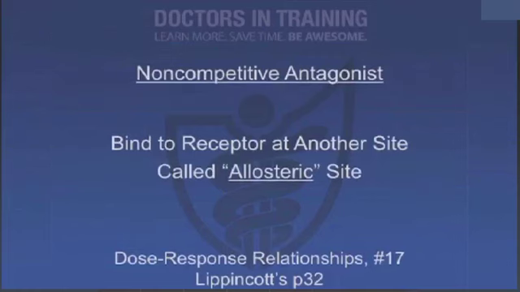Then we'll talk about non-competitive antagonists. This is a little bit different. It's not going to compete for that same receptor site. Non-competitive antagonists bind to the receptor at another site, which we call an allosteric site, and it is going to inactivate that receptor, so that receptor cannot bind with the agonist. It's not interfering with the agonist receptor site. It's interfering with a different site. Sometimes drugs will act as chemical antagonists, meaning it's not really binding the receptor, but it's binding to the drug. It's binding to the agonist itself and taking the agonist out of commission.